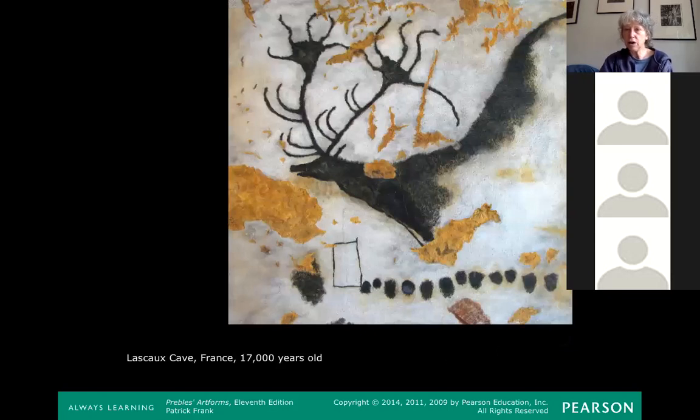Okay, so the drawings in the Lascaux cave are slightly less old than the Chauvet drawings. They're from only 17,000 years ago. And there's some really interesting drawings in the Lascaux cave, including this drawing of a prehistoric elk. So prehistoric elk were much bigger than modern elk. I mean, modern elk are big. They're a lot bigger than white-tailed deer.